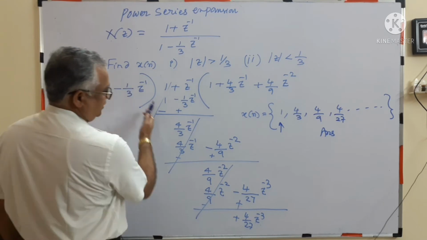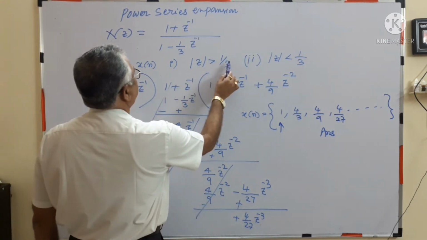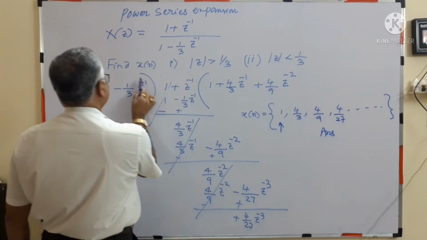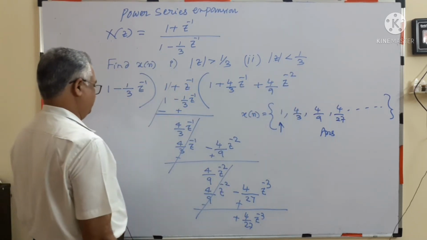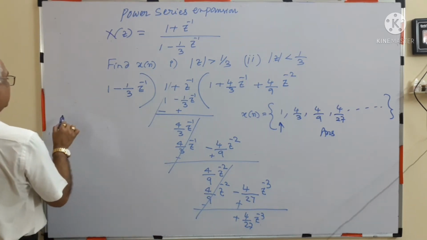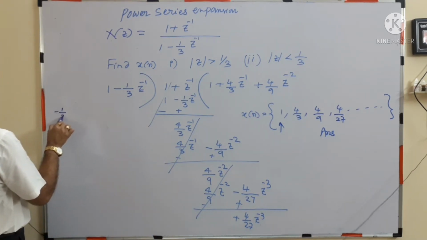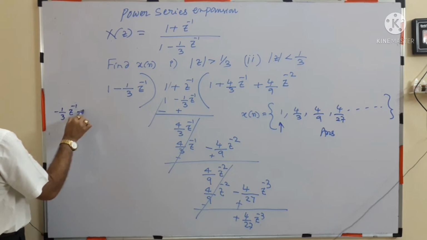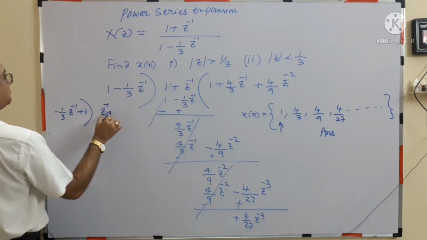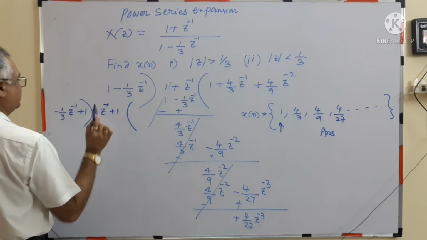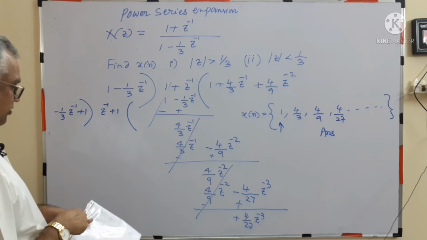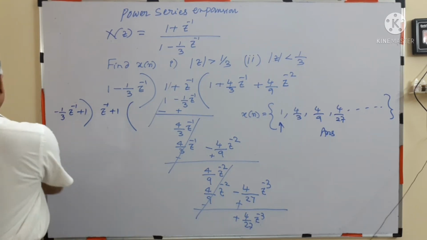So we are following this kind of division because it is greater than 1 by 3. If it is less than 1 by 3, only the order you have to change. Everything same, only order change. So minus 1 by 3 z inverse plus 1, here z inverse plus 1. That is only the change. So just change the order of the polynomial and continue the division.